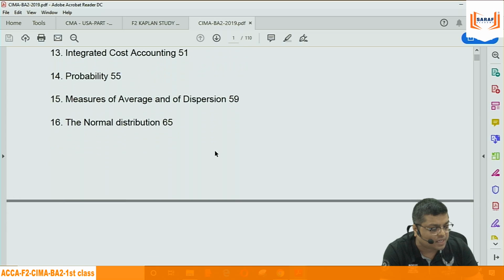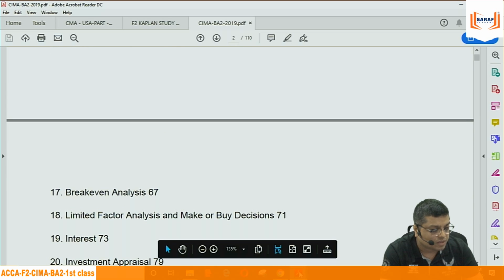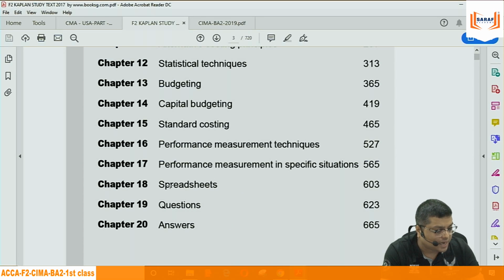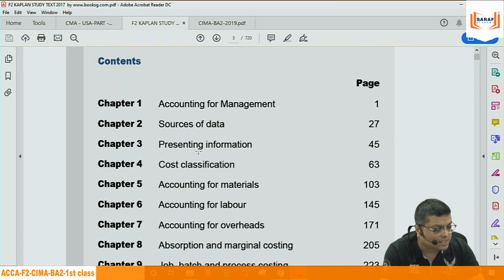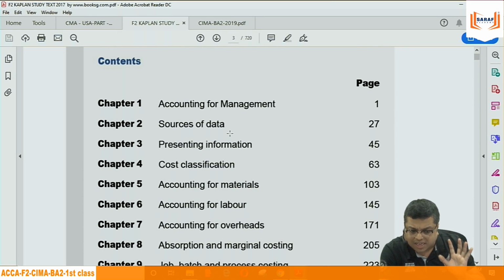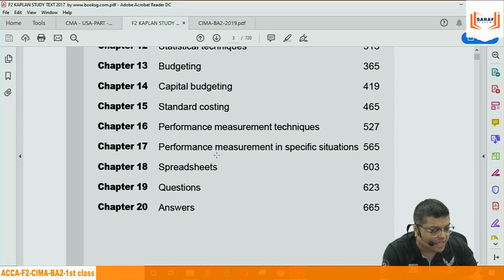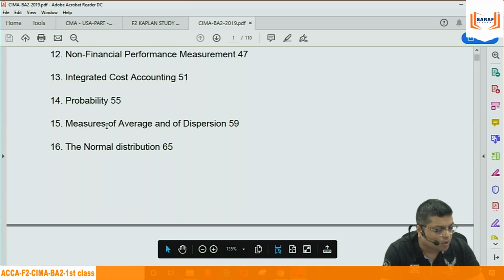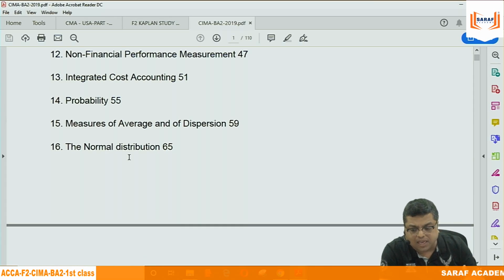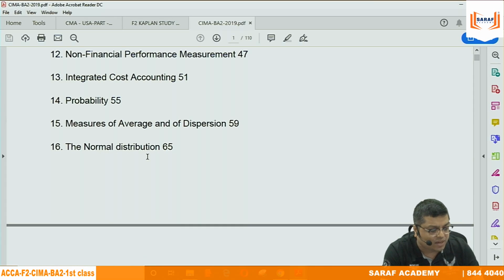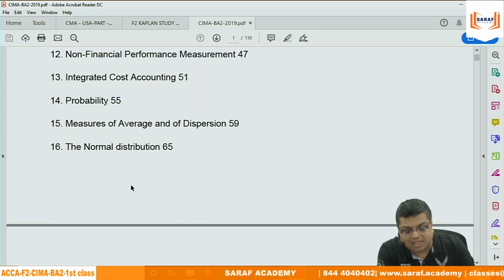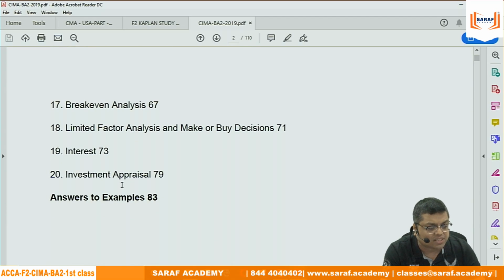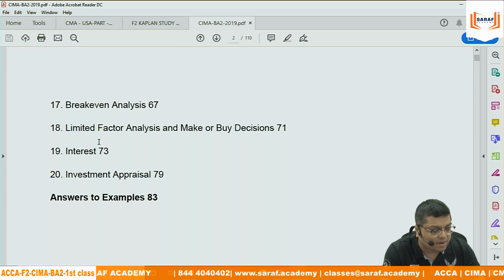Probability, measures of average and dispersion, normal distribution. These are all statistics. In ACCA, the statistics topics are source of data and spreadsheets. In CIMA, the statistics topics are probability, measures of average and distribution, mean, median, mode, measures of dispersion, standard deviation, normal distribution. These are there in the source of data, but not exactly the same way as in ACCA.